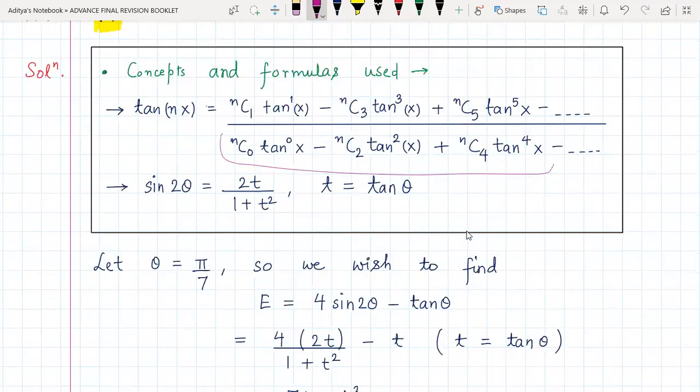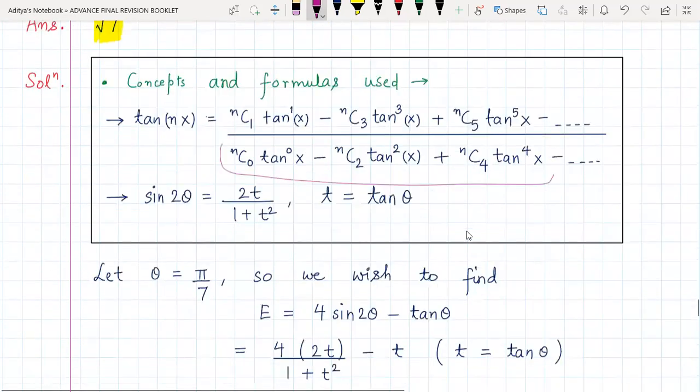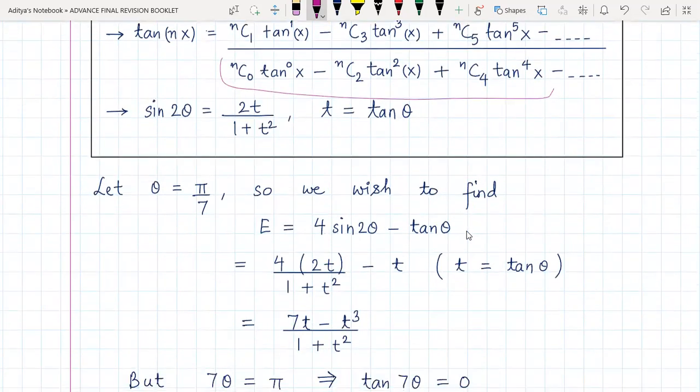So let us say we take θ equal to π/7, because π/7 is present in the given question. So we basically wish to find 4 sin 2θ minus tan θ, but sin 2θ, of course, we can write in terms of tan θ, and we let small t be equal to tan θ. So on taking the LCM and simplifying, this is the expression that we wish to find.